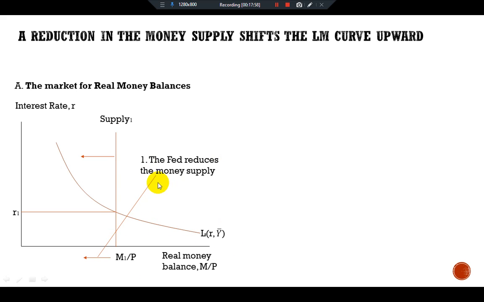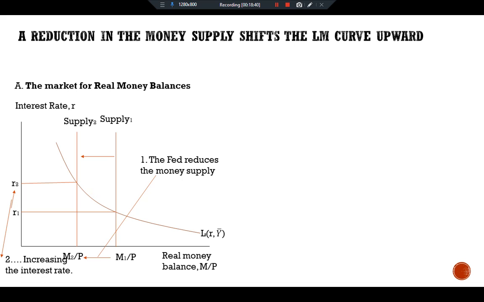Here the central bank or the Fed reduces the money supply, and we have a reduction in real money balances. The supply curve shifts leftward, and the interest rate increases from R1 to R2, because now our supply curve intersects our demand curve at this point.